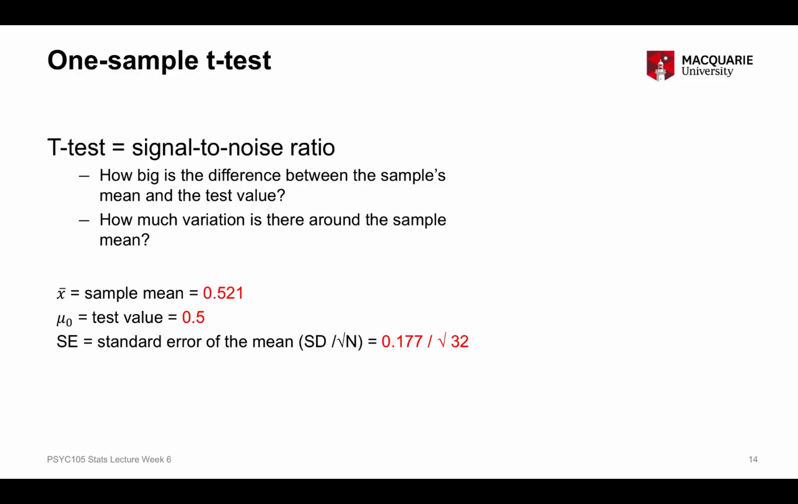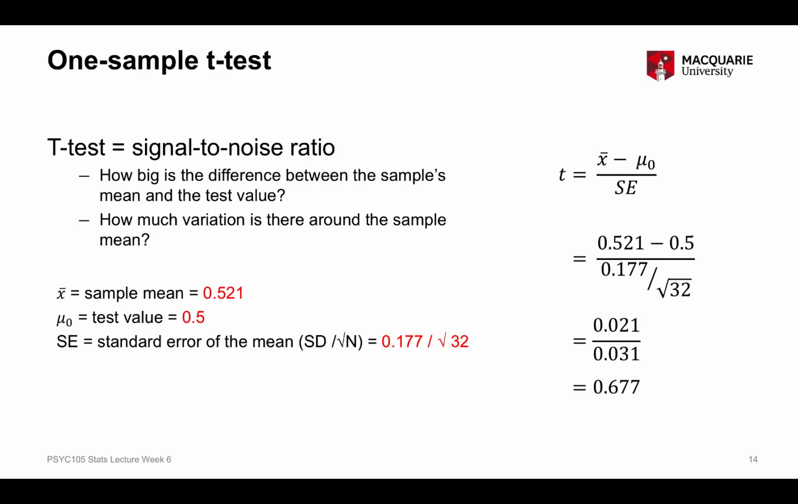And the standard error of the mean in this instance, we can calculate just by using the standard deviation and the sample size. So our standard deviation is 0.177 divided by the square root of 32. And if we plug those numbers into our formula, then what we get is 0.021 as the numerator, 0.031 as the denominator, and that gives us a t-statistic of 0.677.